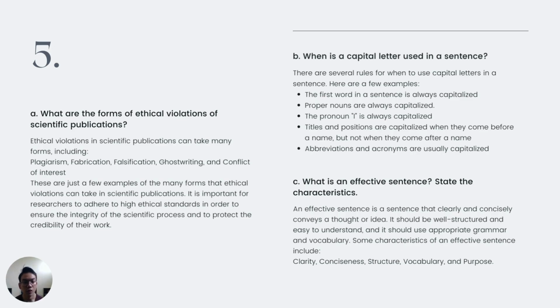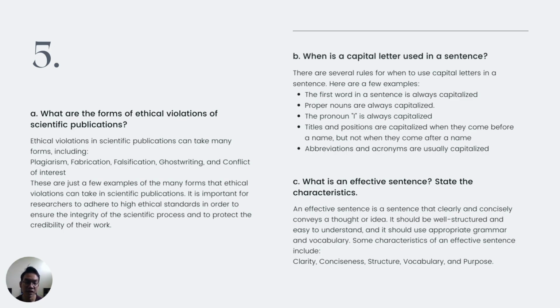Last question of number 5. What are the forms of ethical violations of scientific publication? Ethical violations in scientific publication can take many forms, including plagiarism, fabrication, falsification, ghostwriting, and conflict of interest. These are just a few examples of the many forms that ethical violations can take in scientific publication. It is important for researchers to adhere to high ethical standards in order to ensure the integrity of the scientific process and to protect the credibility of their work.